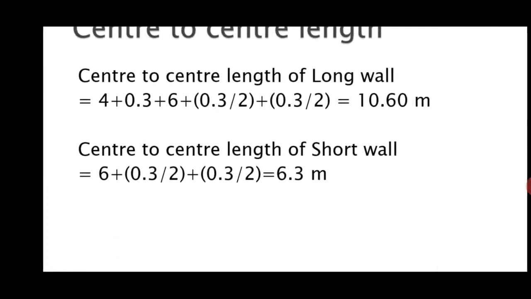So, this is calculated here. Center to center length of long wall is 4 plus 0.3 plus 6. This is the in to in dimension of the whole building. With this, when we will add half of the breadth, that is breadth of the wall is 0.3, on both sides we will get 10.6. Similarly, for short wall, 6 is the in to in dimension along the shorter direction, and with that when we will add half of the width on both the side, wall thickness, the center to center length of short wall will be equal to 6.3 meter.